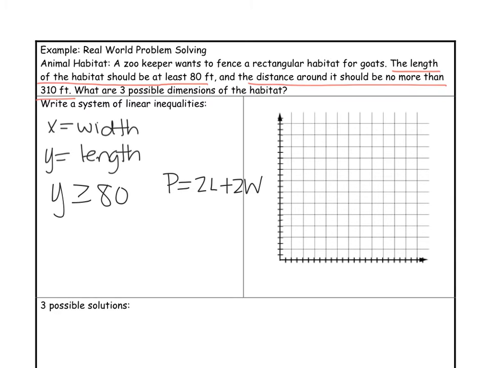So that's our second inequality. 2 times the length, which in our case is 2y, because we had the length equal y, plus 2 times the width, which is x, can be no more than 310 feet. So less than or equal to 310. I'm going to leave this one in standard form. 2x plus 2y is less than or equal to 310. And so when I graph that, I'll graph that using the x and y intercepts.